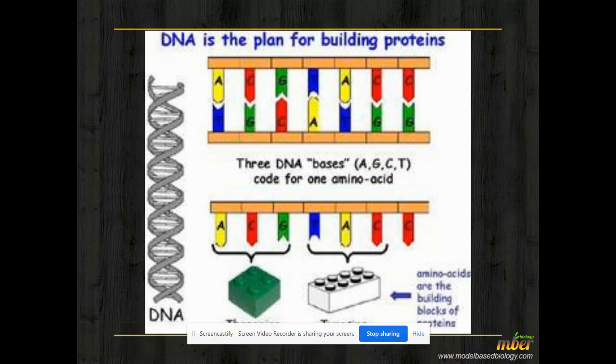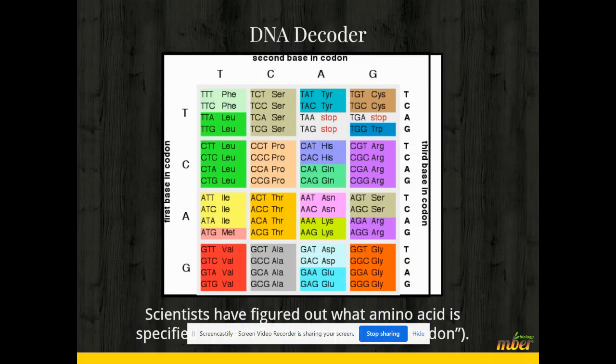So DNA is the plan for building proteins. So 3 DNA bases code for 1 amino acid. Those 3 DNA bases are the codon, right? You're going to need a DNA decoder. Okay, this is basically a cheat guide for how things work. So this is going to be the first base in the codon, the second base in the codon, the third base in the codon.